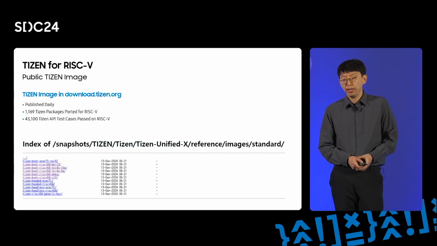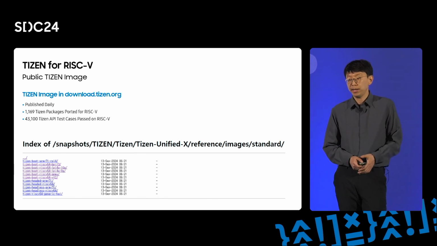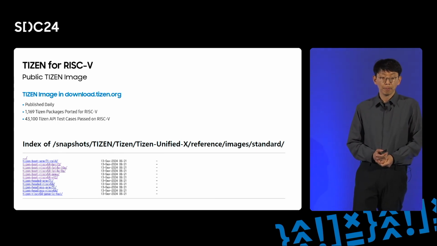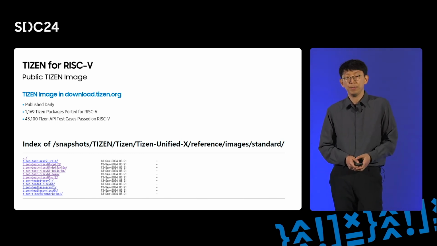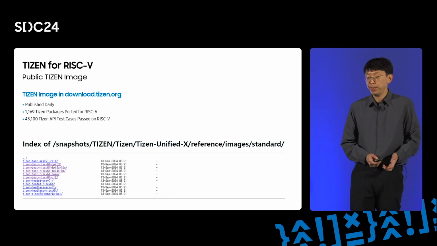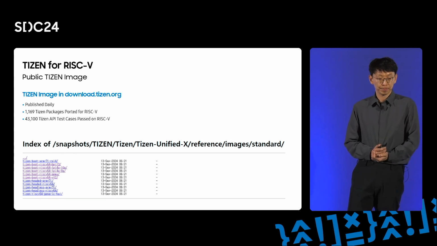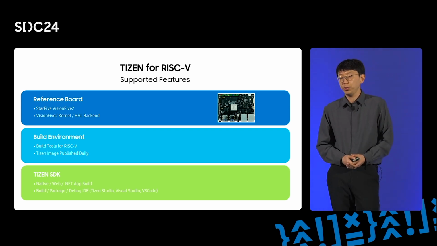The RISC-V porting of Tizen has been successfully completed, and we are now publishing daily Tizen images for RISC-V on the public Tizen download site. In addition, we have ported 1,169 Tizen packages to the RISC-V platform, and over 40,000 Tizen APIs have been tested and verified to ensure compatibility. For the RISC-V architecture, we are using the VisionFive 2 board from StarFive as our reference for verifying RISC-V operation.